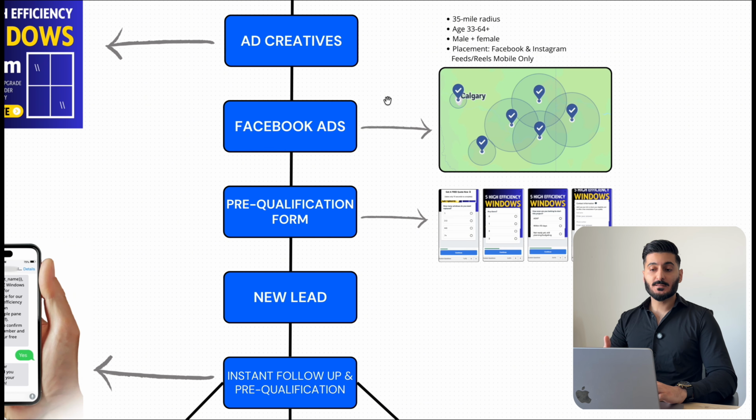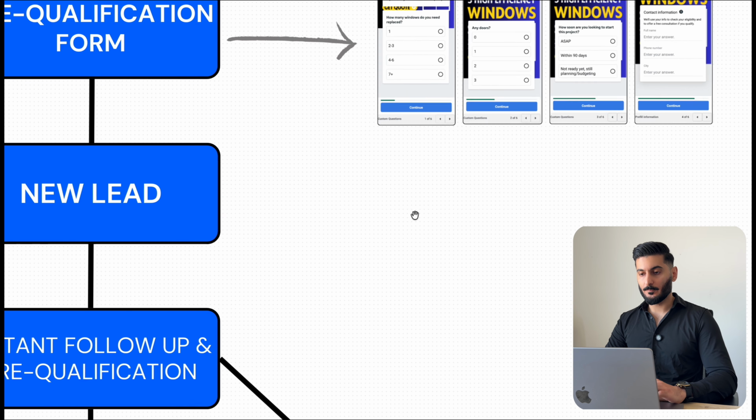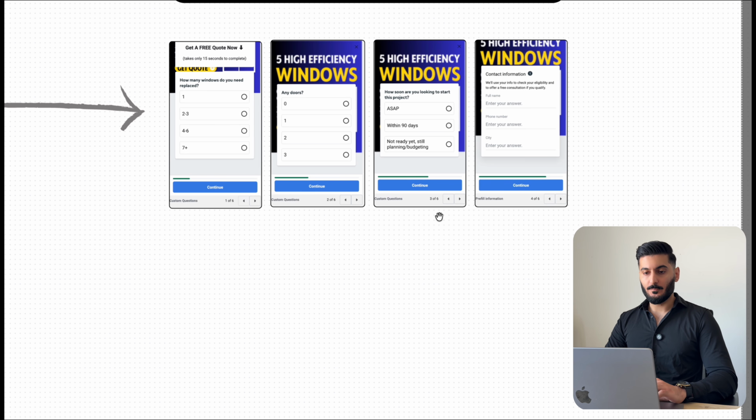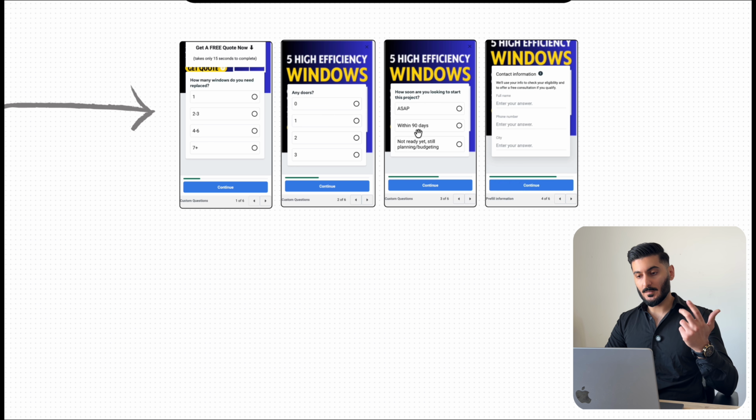Now, once prospects see that, they're going to tap get quote, and then we're going to take them through our pre-qualification form. Here's the questions we're asking on the form. Number 1, how many windows do you need replaced? Number of doors, and how soon they're looking to start this project. ASAP, within 90 days, not ready, still planning.